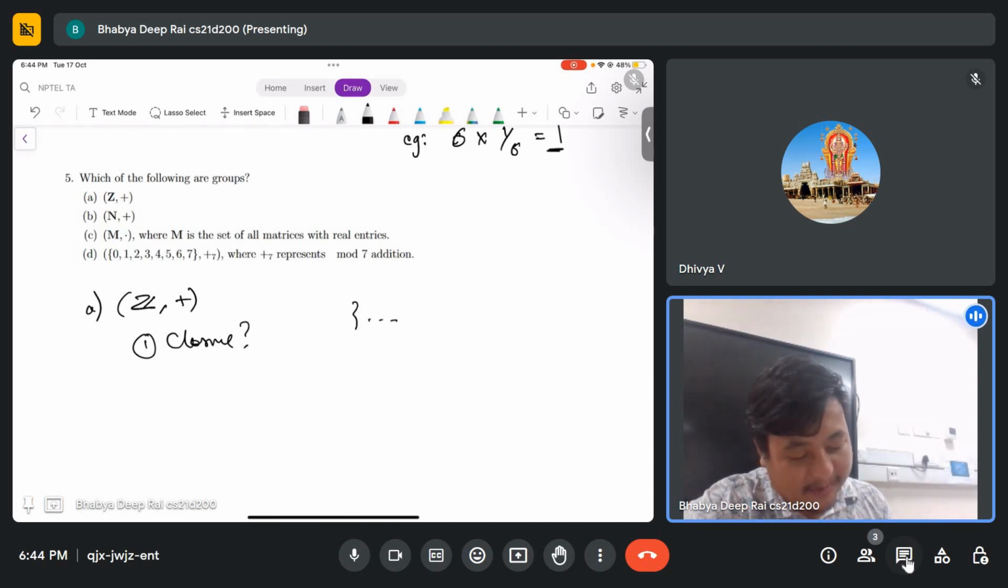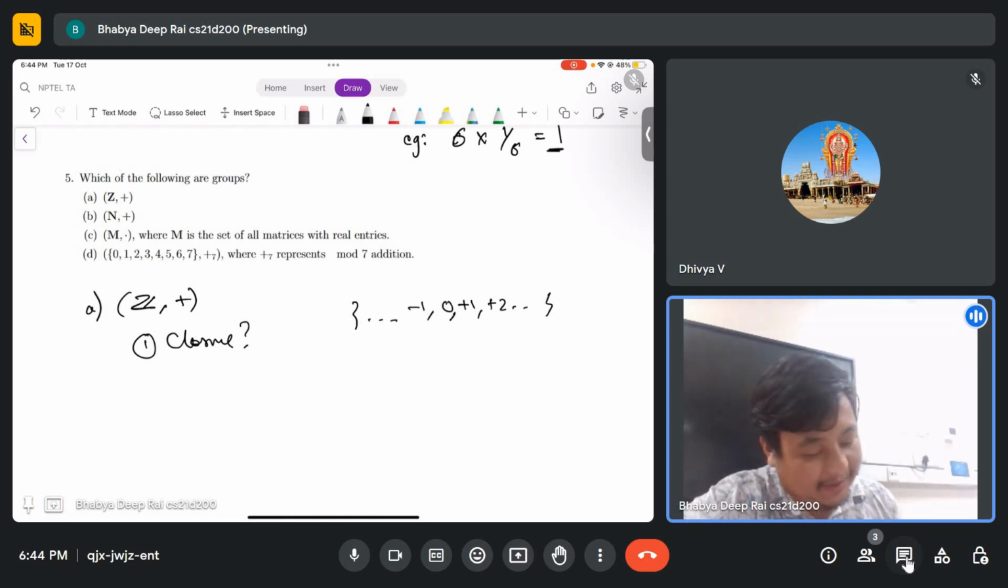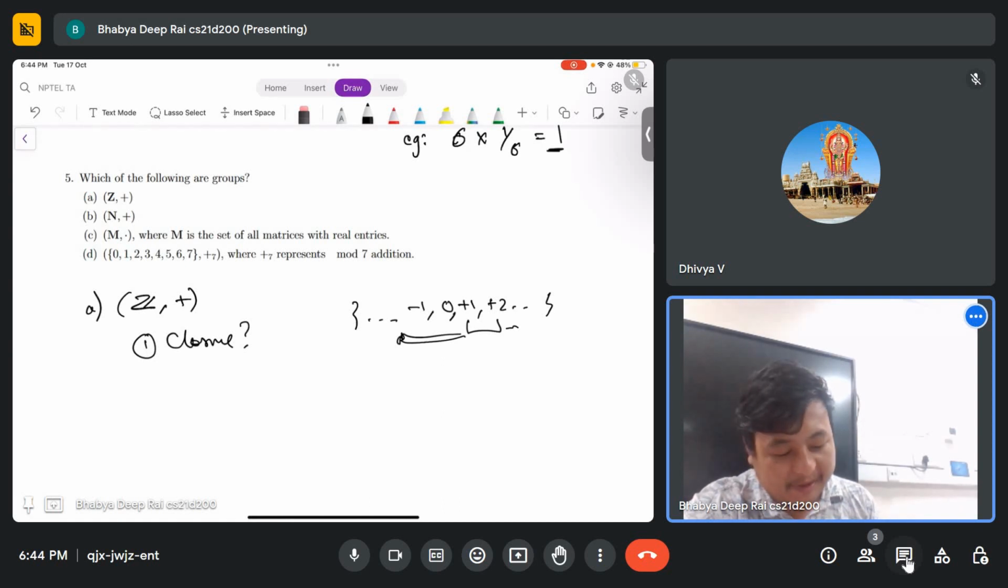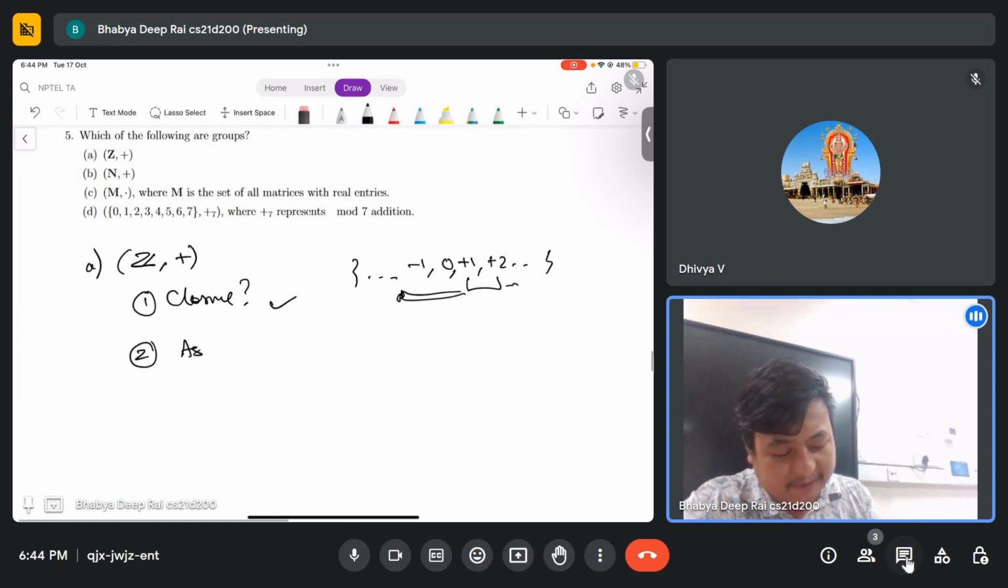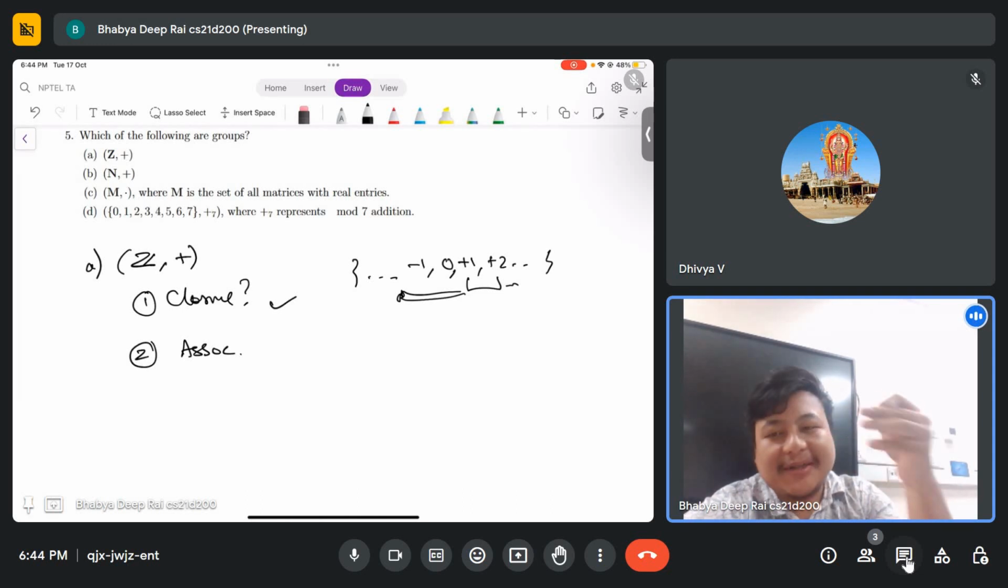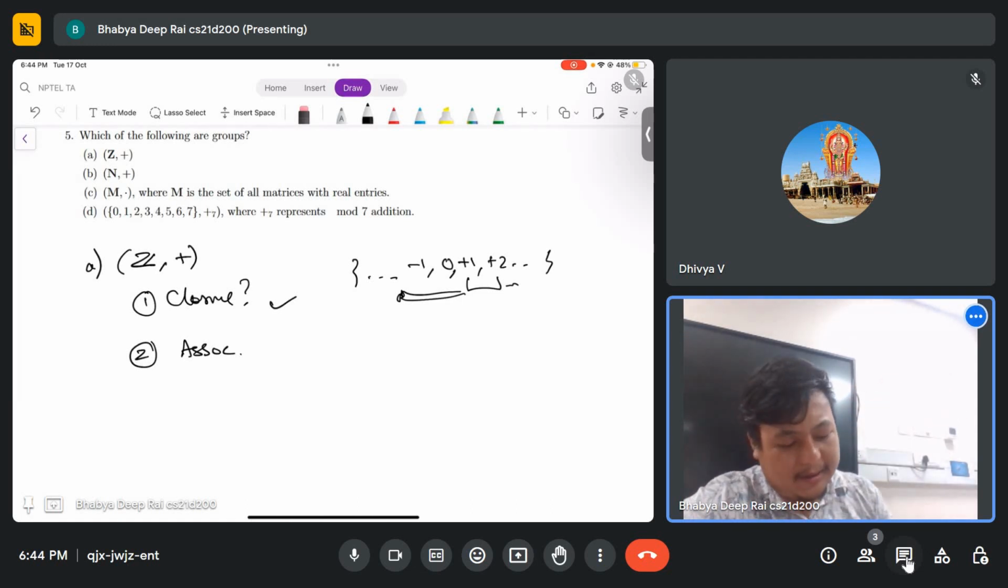What is the set of integers? Minus infinity, minus 1, 0, plus 1, plus 2, and so on till plus infinity. It is true that if I add or subtract, I will always be in this range. So integers are closed. Second thing is associativity. Usually when verifying whether something is a group or not, associativity does not create a problem. There are structures where associativity does not hold, but it usually holds.